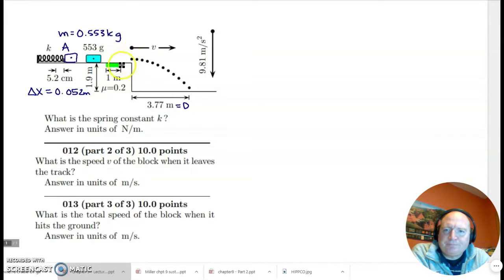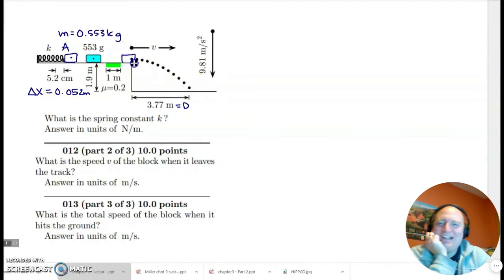And then it goes ahead and only while it's on that patch, how convenient, it has some friction, but then it's going to slide off the table and it becomes a projectile. And so I'm going to go ahead and also label the point where it just is leaving the table point B.